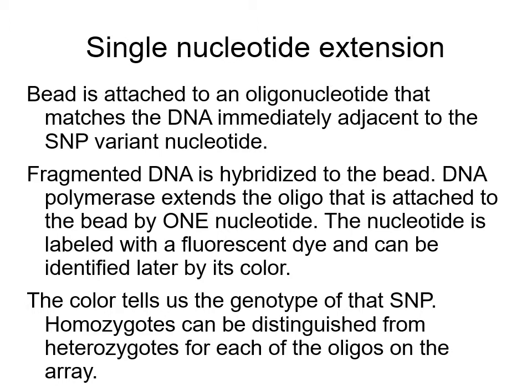So what we're going to do is take fragmented DNA from a person, hybridize it to the whole chip, so you've got millions of hybridizations going on all at once. And the difference in this particular approach is that the DNA oligo will be extended by one nucleotide, and that will be labeled with a dye so we can see it later. And the color will tell us the genotype of that SNP.